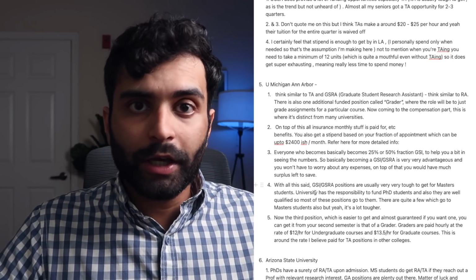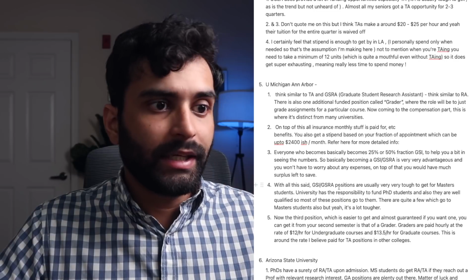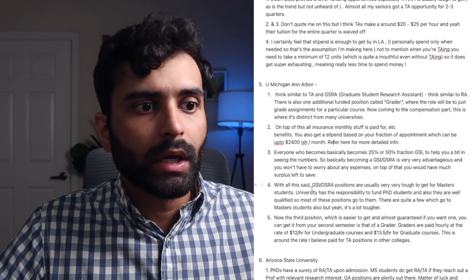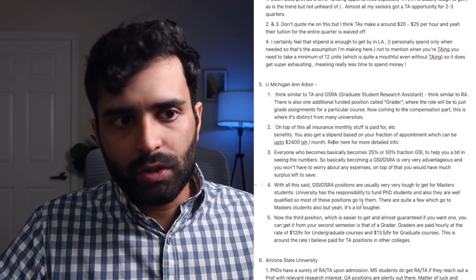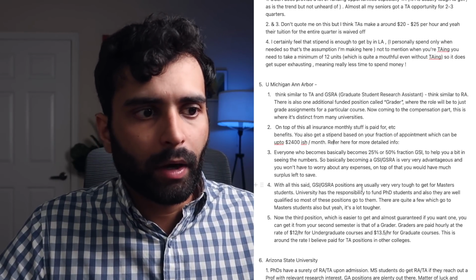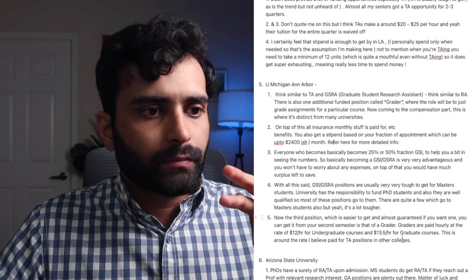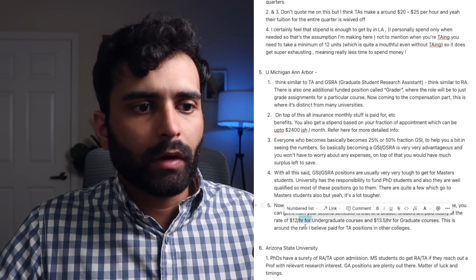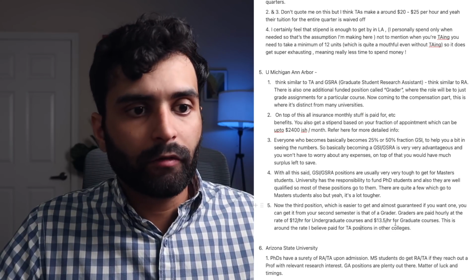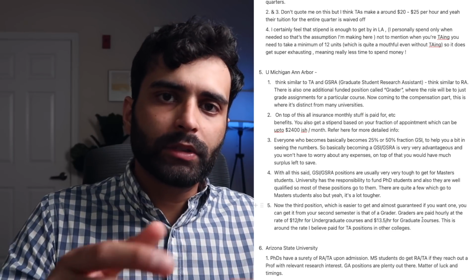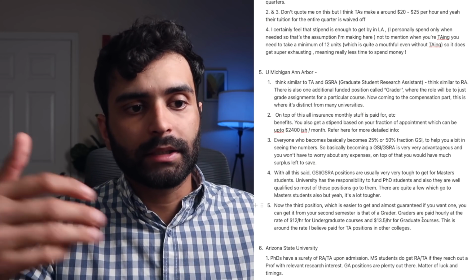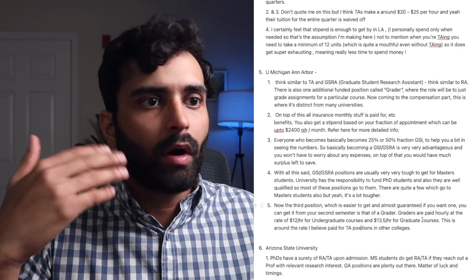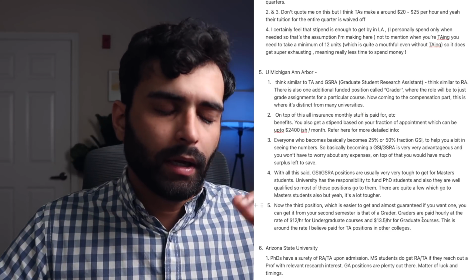He also mentioned that GSI and GSRA positions are very tough to get for master's students. For PhDs, it's always funded, so you don't have to worry about it. The grader position, he said, pays only $12 per hour for undergrad courses and $13 per hour for grad courses. I like grader positions more than working in a cafe, because as a grader, you have more chances to get an RA or TA position in the next semester.